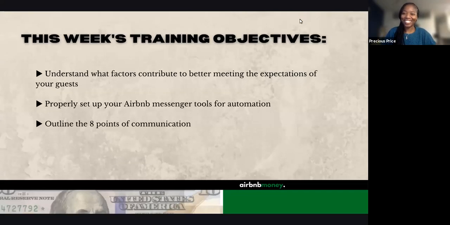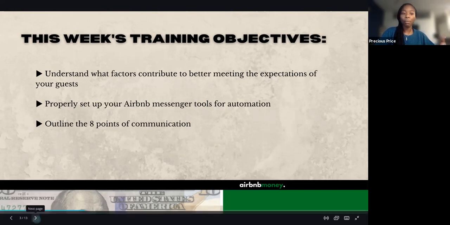Perfect. So yes, objectives today: understanding what factors contribute to better meeting those expectations for your guests, properly setting up your Airbnb messenger tools for automation, and then outlining those 8 points of communication so that you are actually keeping a good line of communication open for your guests, so they don't even have the opportunity to make a negative review for you and your listing.